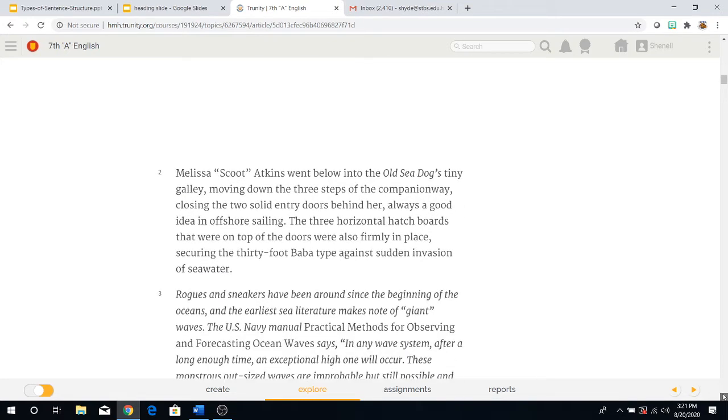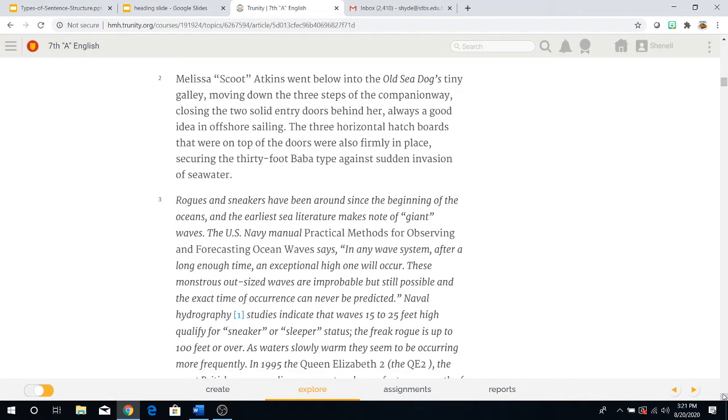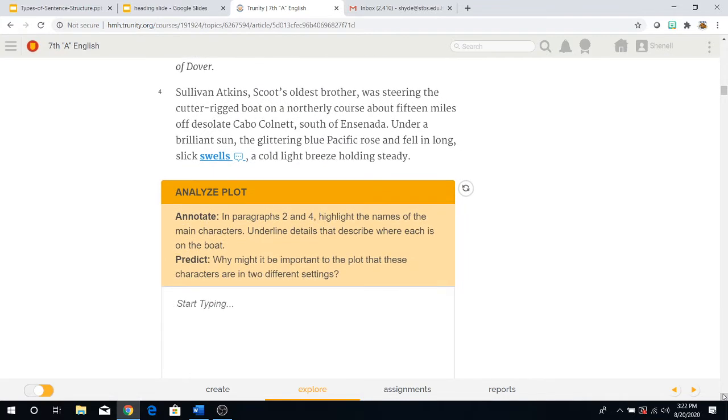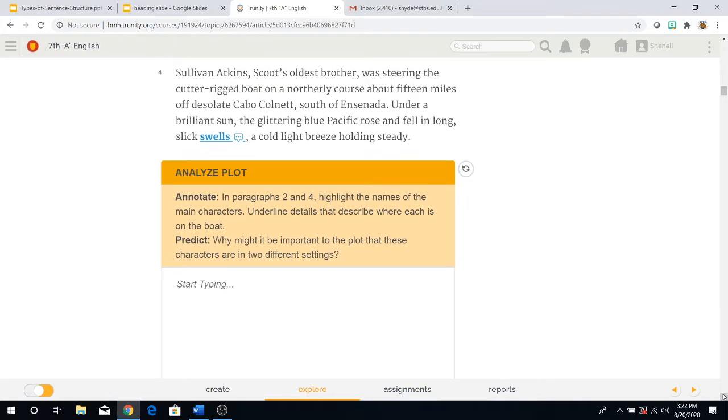Okay, moving on to the next paragraph. We read this, we take our time, and we really do take our time, you guys, because remember, we're looking for specific signposts in each one of these. So once we're done with paragraph 2, 3, and 4, we go to analyze plot. You're going to annotate in paragraph 2 and 4 by highlighting the names of the main characters and underlining details that describe where each is on the boat. Once we've done that in paragraph 2 and 4, we go to predict.